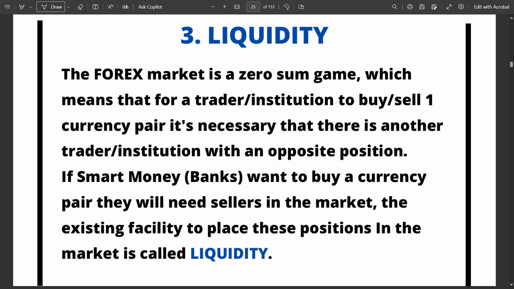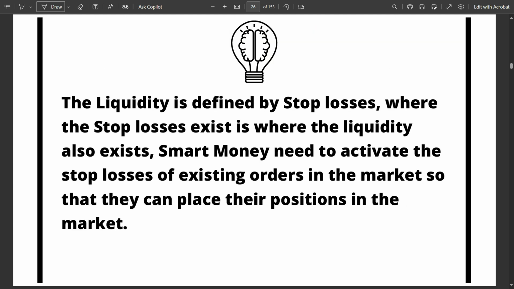So the Forex market is a zero-sum game, meaning if a trader or a trading institution buys or sells, there must be a counterparty to the trade. For instance, if a bank buys, another institution or trader must be selling that same currency pair for the trade to be completed. What drives these buying and selling opportunities in the market is called liquidity. Liquidity can be defined by stop losses. Wherever there are stop losses, there is liquidity. Therefore, smart money needs to trigger these stop losses to execute their own orders in the market.